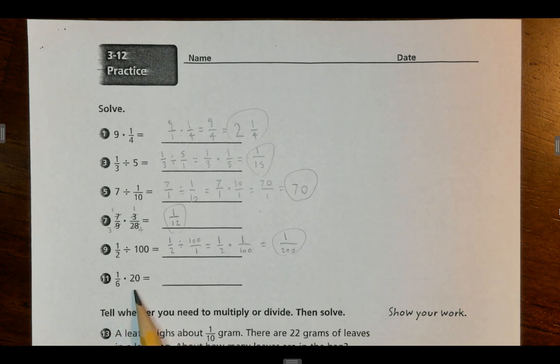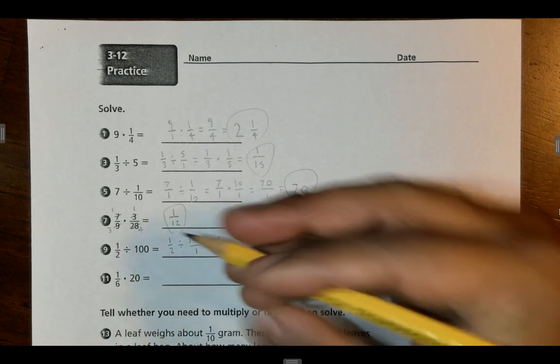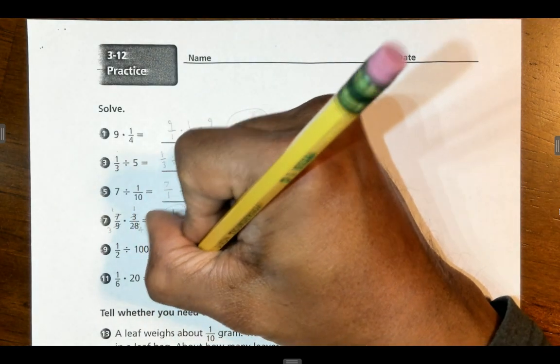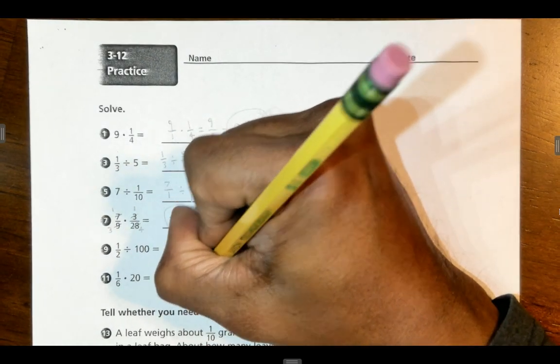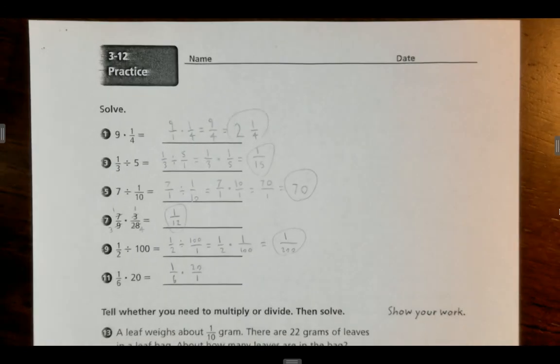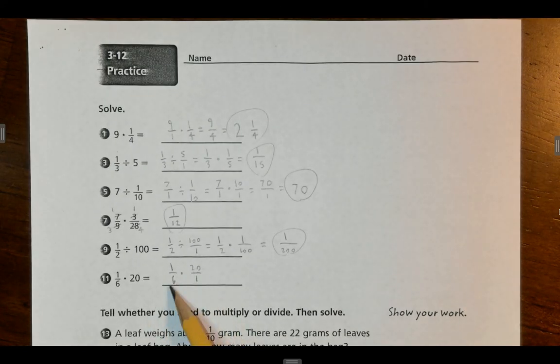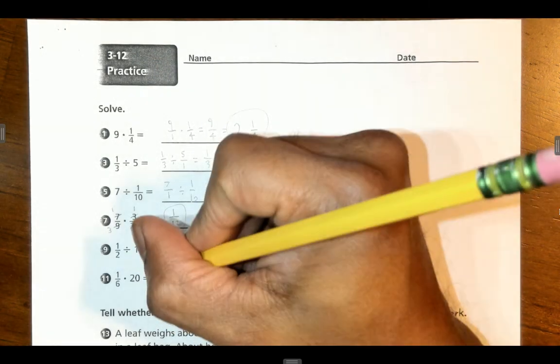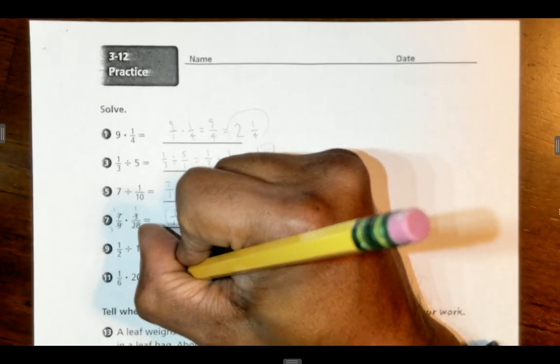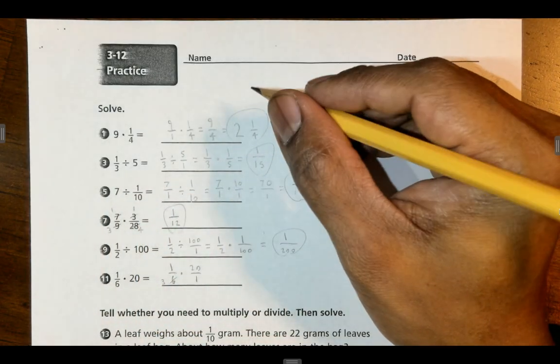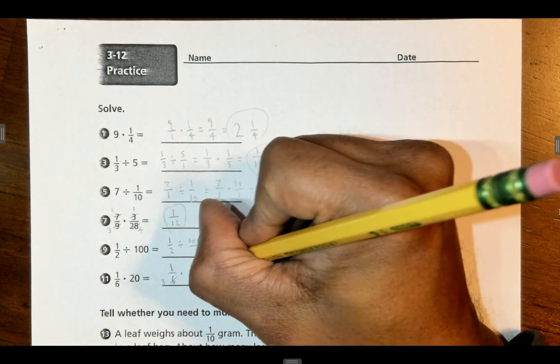1/6 multiplied by 20. Let's rewrite that whole number as itself over 1. There is an opportunity for using cross-canceling here. The greatest common factor that goes into both 6 and 20 would be 2. 2 goes into 6 3 times, or 6 divided by 2 is 3. 2 goes into 20 10 times.